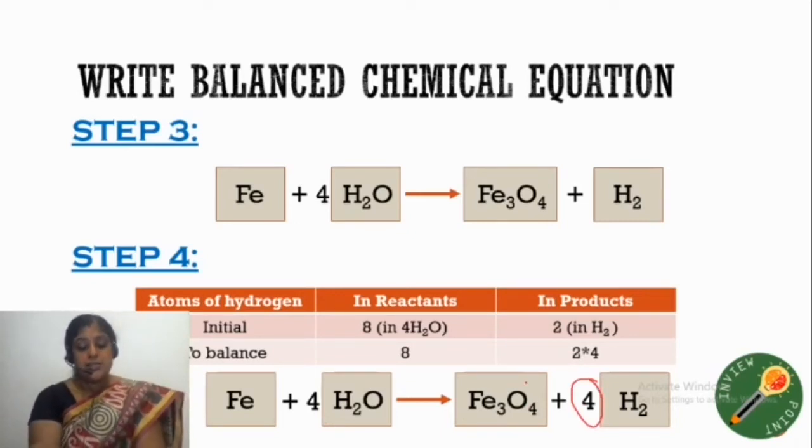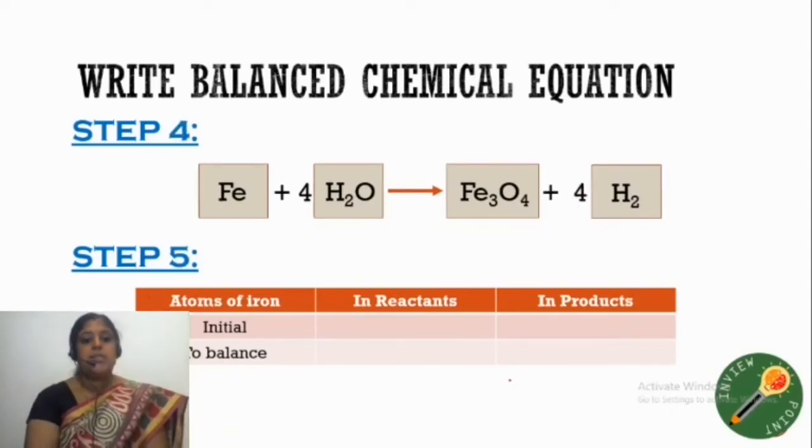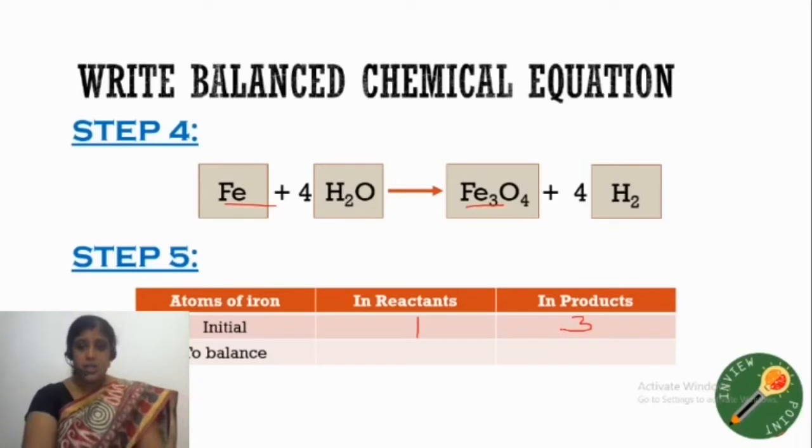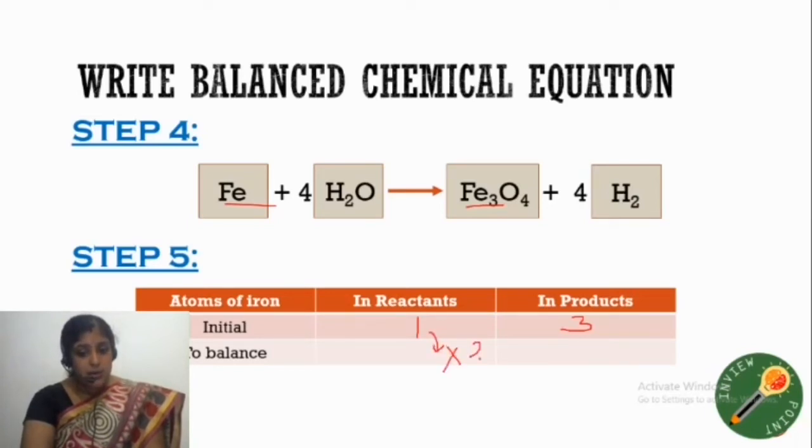Next, what is the remaining element left? It is iron, right? So take the iron element and find the number of iron atoms in the reactant side and the product side. In the reactant side, the number of iron atoms is 1, and in the product side it is Fe3, so there are 3 iron atoms. To make it equal, multiply this 1 with 3. So the number of iron atoms in the reactant side becomes 3, and in the product side it is 3.